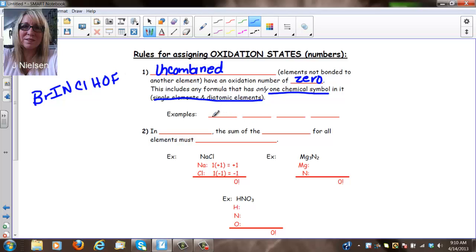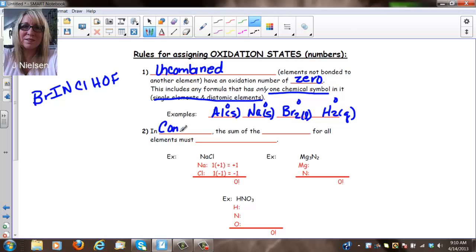So some examples are aluminum solid, if it's by itself, would get assigned a 0. Na solid by itself would get assigned a 0. Br2, which is a liquid at standard temperature, would get assigned a 0. And H2, which is a gas, would be assigned a 0. So any element by itself, uncombined with another element, including Brinkelhoff, gets assigned a 0.